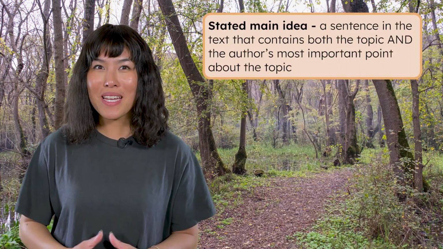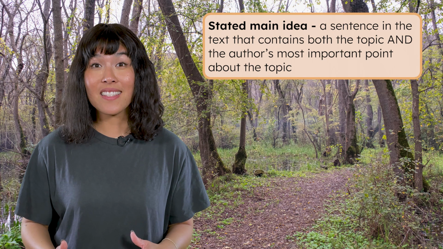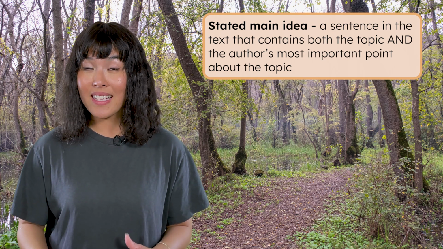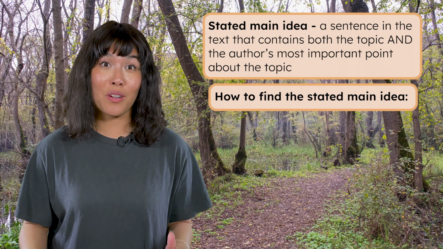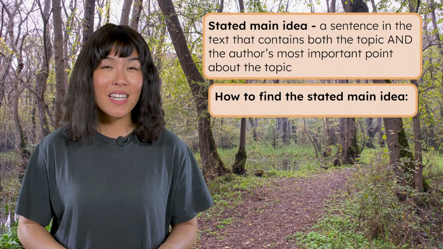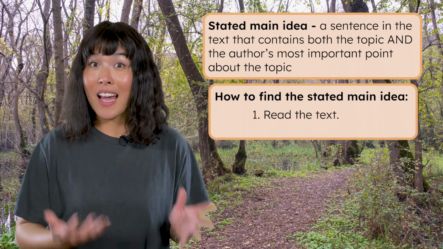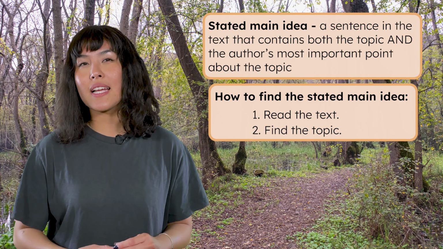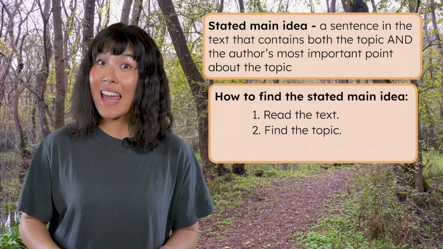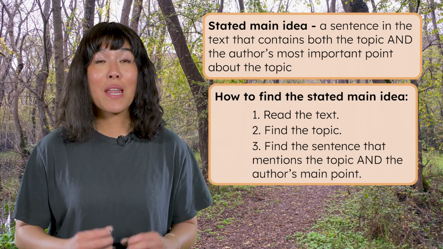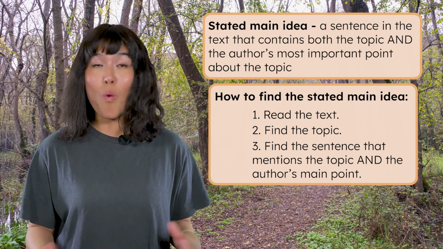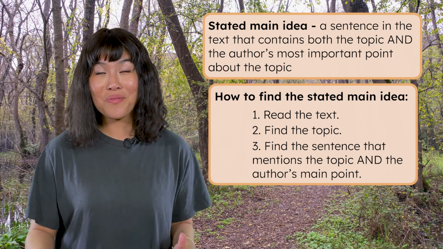Okay, so today we learned that the stated main idea is a sentence in the text that contains both the topic and the author's most important point. We also learned that to find the stated main idea, we read the text, decide on the topic, then look for the sentence that mentions both the topic and the author's main point. Finding the main idea can make it much easier to understand what the author wants you to know.